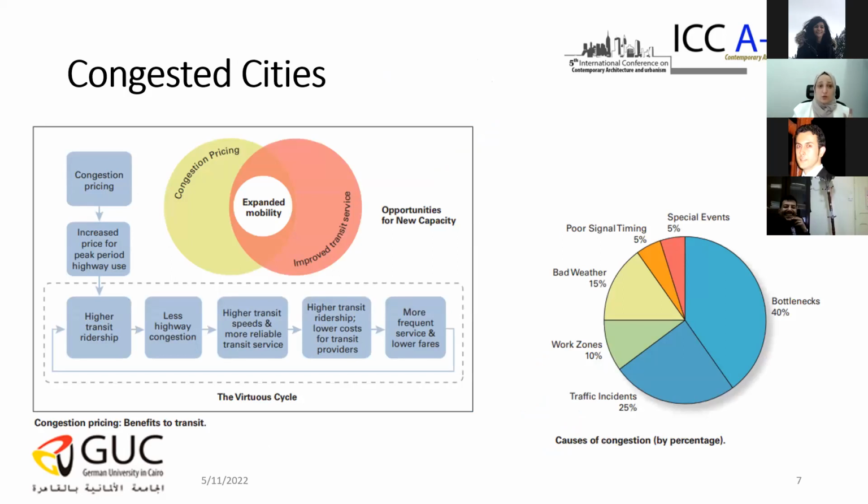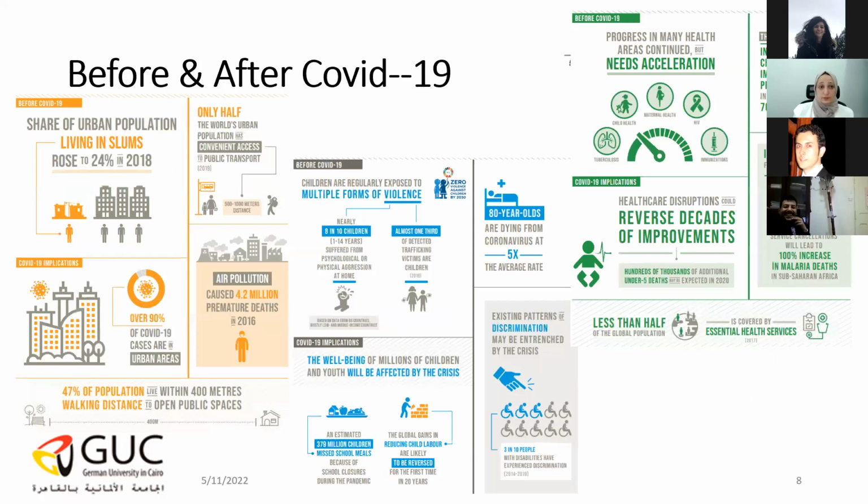When that was not done, you find that congested cities arise. It's well known that Cairo is one of the most congested cities worldwide, and we will find that many problems arise, like bottlenecks, problems related to safety, and also transportation is one of the main items that cause climate problems.